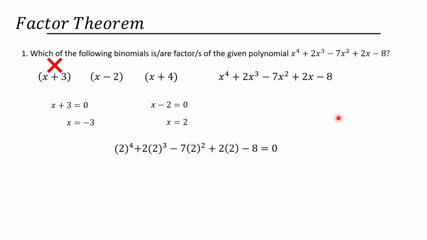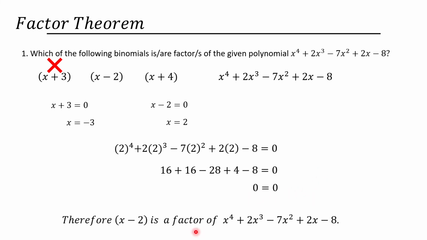Let's use the calculator. So magiging ito 16. 2 to the fourth is 16. 2 times 2 cube is 16. Negative 7 times 2 squared is negative 28 plus 4 minus 8. Again, let's find the sum. So the result is 0. Kaya inequate ko sa 0 para makita natin na equal to 0 sila or not. So since this is equal to 0, therefore, x minus 2 is a factor of x to the fourth plus 2x cubed minus 7x squared plus 2x minus 8. So, this is check. This is a factor.